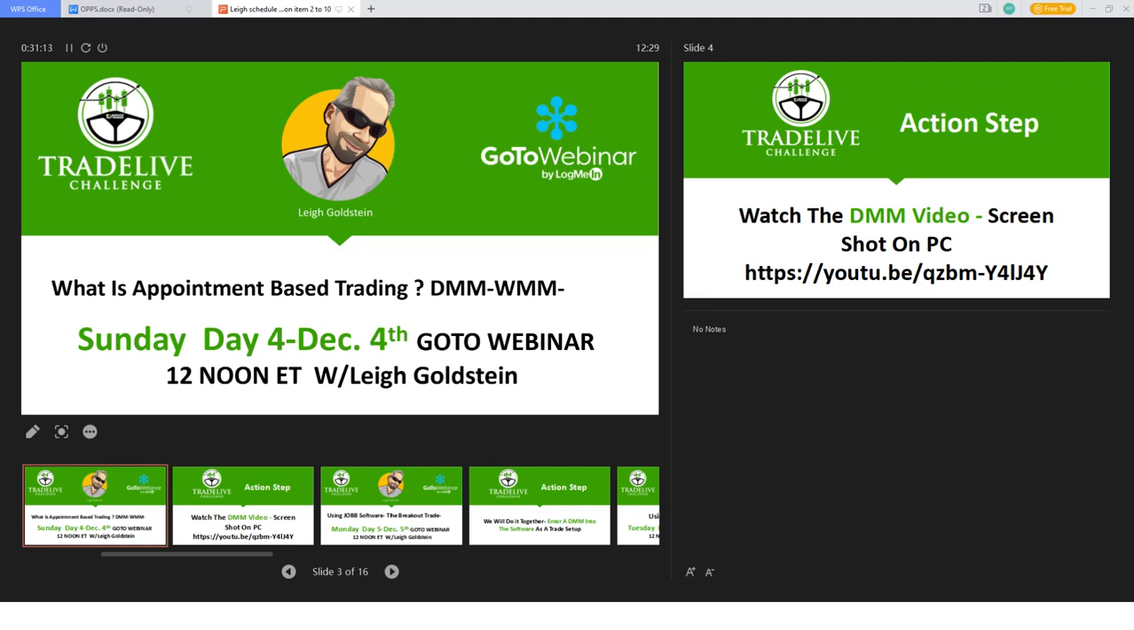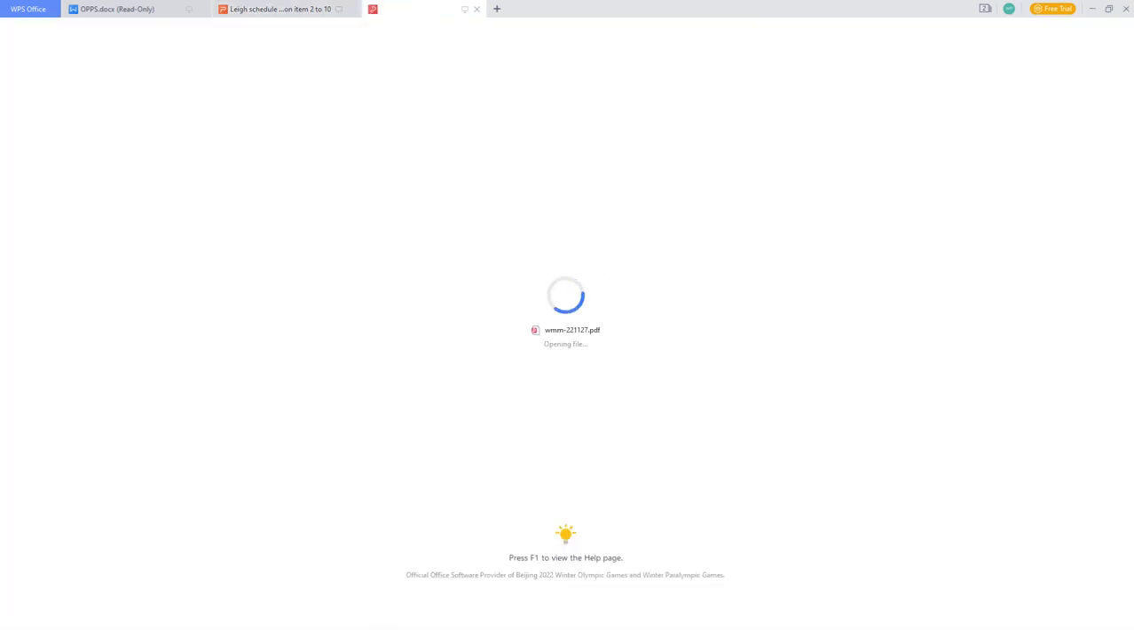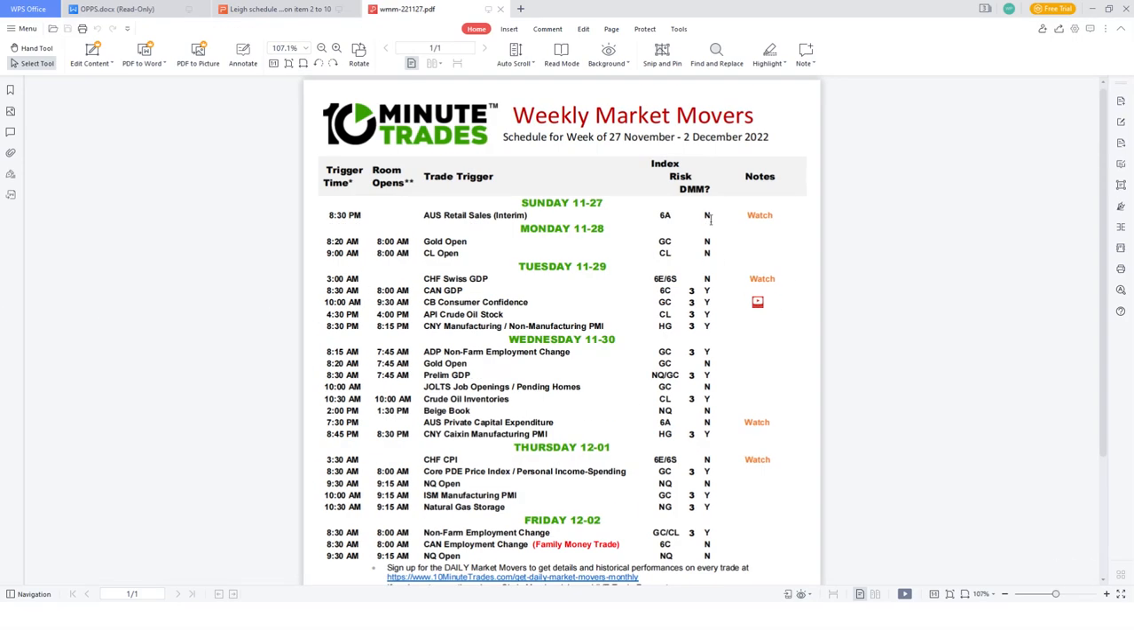All right. The second part of trading on a schedule is the DMM, the daily market mover. Now, people get very confused, especially when they sign up for daily market movers, because some days they don't get them. So remember how to read the schedule. The third column here tells us if there is a daily market mover for that event. If it says no, there's no daily market mover.